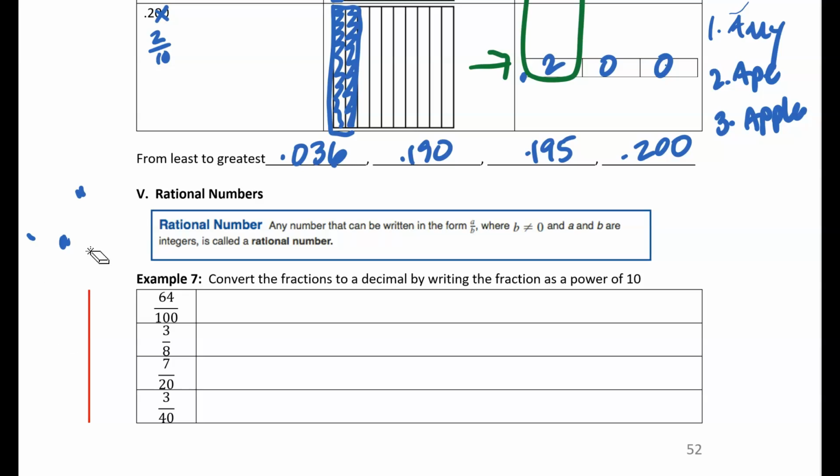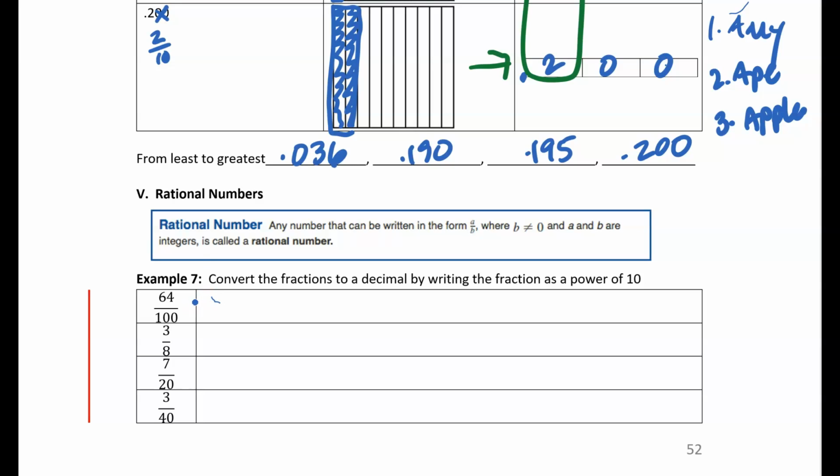So any number that can be written in the form a over b, as long as b is not 0. Just remember, you can't divide by 0. So example 7, this can be a tricky one. It says convert fractions to a decimal by writing the fraction as a power of 10.